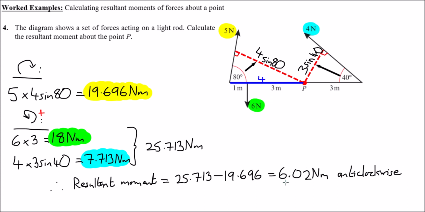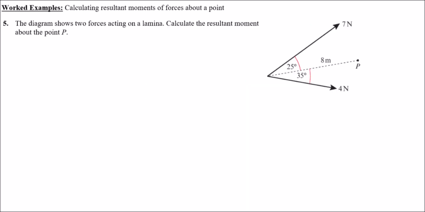I'm now just going to show you a final worked example to illustrate the method of resolving forces as well. So worked example 5, we've got this diagram here showing two forces again acting on a lamina. These forces are originating from the same point, which doesn't matter, that's still fine, that can happen. Calculate the resultant moment about the point P.